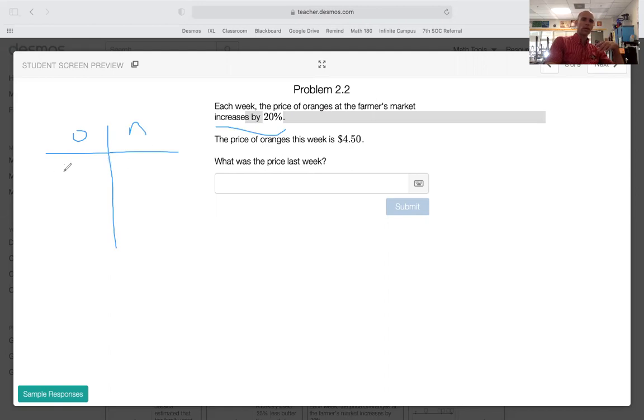And so the original is always 100%. And the new in this case is going to be 120% because it increased from the previous week by 20%. And then the only other piece of information we were given is that the price of oranges this week is $4.50. So that's the new amount.